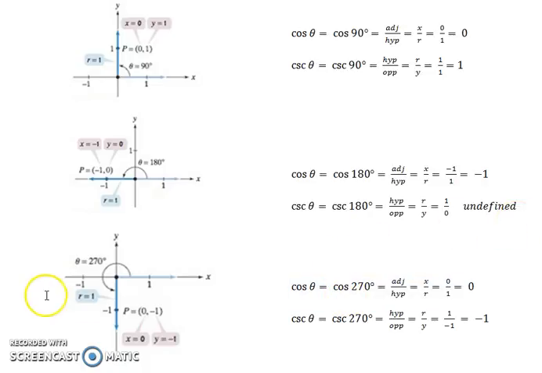For 270, your point is at 0, negative 1. Your r is still 1. So x over r would be 0 over 1, which is 0. That's allowed. And then for cosecant, the reciprocal of the sine would be r over y, which is 1 over negative 1, or just negative 1.